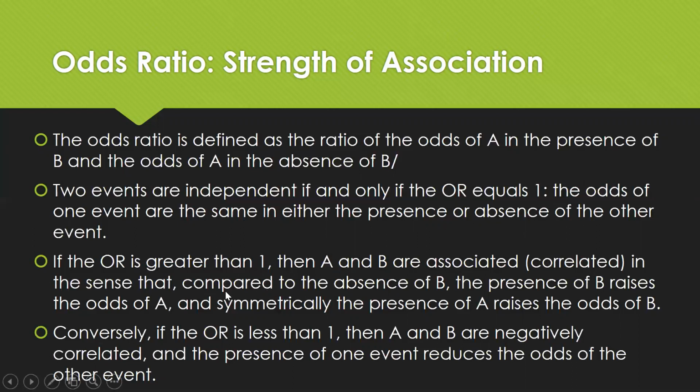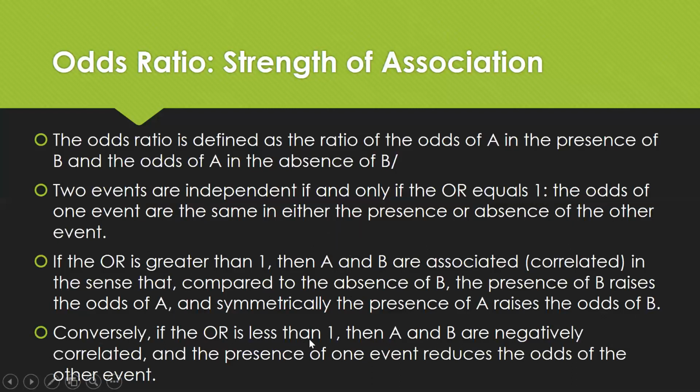In that sense, compared to the absence of B, the presence of B raises the odds of A, and then to give it the other way, the presence of A raises the odds of B. So this can be in either direction, but what we're looking for is an odds ratio that's greater than 1. Remember in your application activity, I think it was like a 1.65 for men graduating from high school, and so that meant there were more men graduating in that level of education.